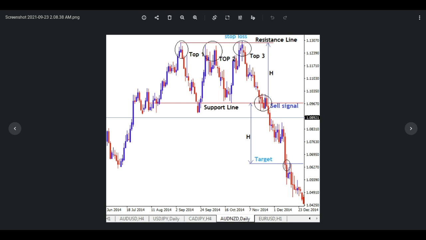Measuring technique: measure the distance between the low and the two highs and subtract it from the breakout level. Statistical notes: formations with more range between highs and lows perform better than shorter ranges. Formations with declining volume, with heavy volume on the left top, perform better.